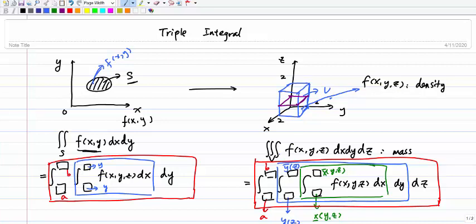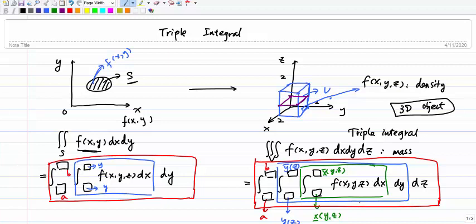a function f(x,y,z), which represents the density at this point. Now, in order to compute the mass of this 3D object, we compute what is called a triple integral. So in a triple integral you integrate over a 3D object, rather than a 2D area. To compute it, we follow pretty much the same idea as for the double integral. The only difference is we have three integrations rather than two: the inner one, the middle one, and the external one.